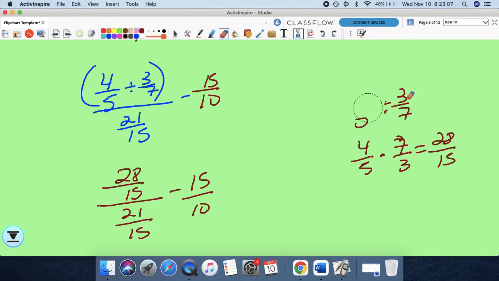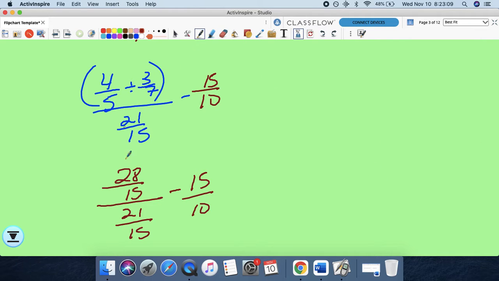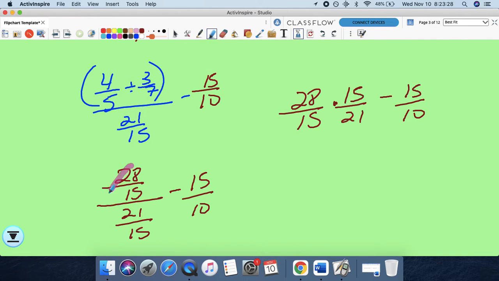Now, showing work, right? If this is a question where you need to show work, this is what I would like to see. So next would be the 28 over 15, which is being divided by 21 over 15, and we're going to change that to the reciprocal, and then minus 15 over 10, right? So I'm focusing here now. Change that division to a multiplication.